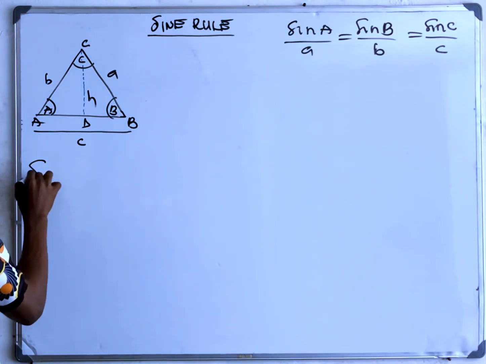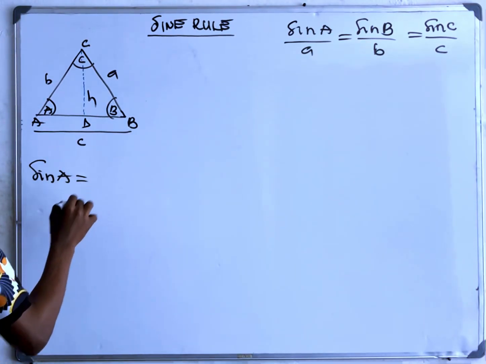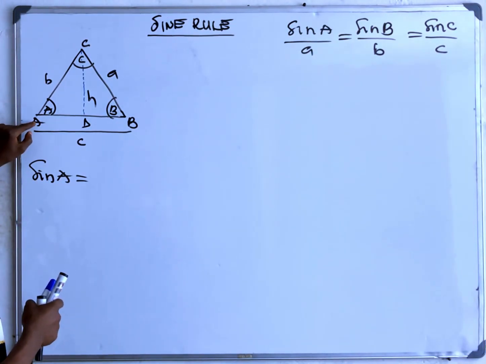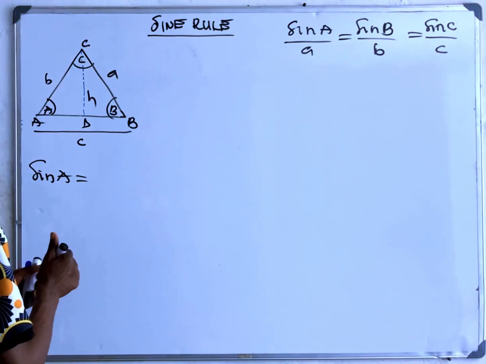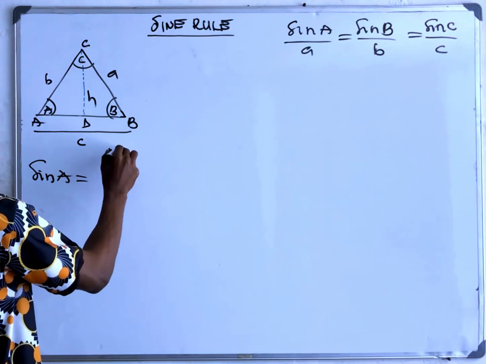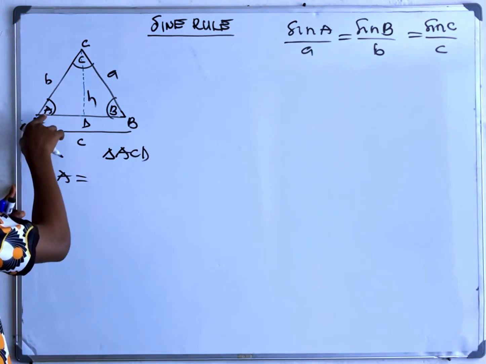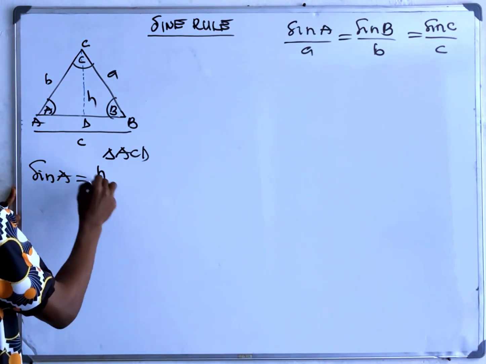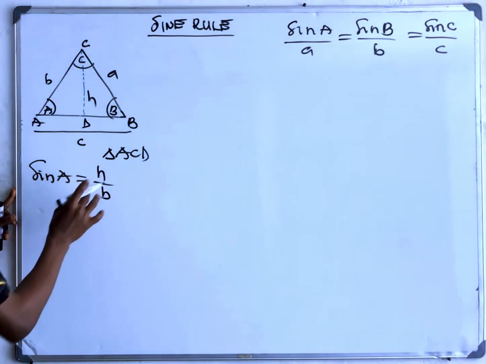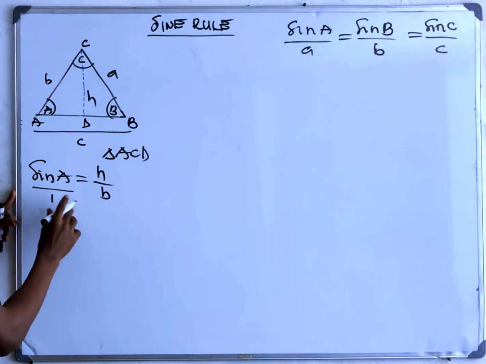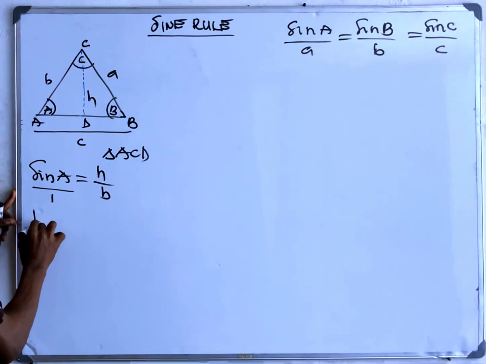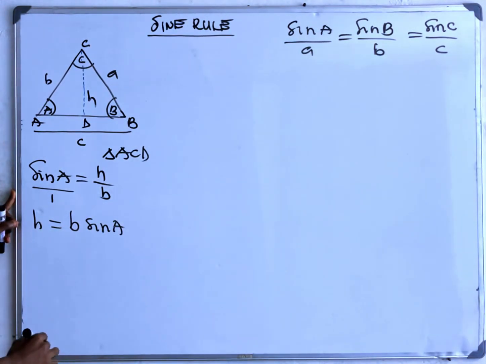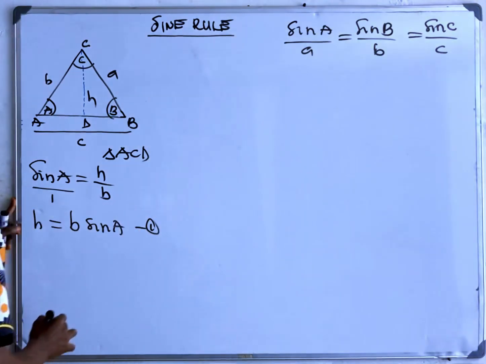Now, if I take sine A from this triangle, I want to consider triangle ACD. That means sine A will be opposite over the hypotenuse. So opposite is h, hypotenuse is b. Let me make h the subject. Simply dividing here by 1, doing cross multiplication, which will make h to be b sine A. Is that okay? Let's name it equation 1.